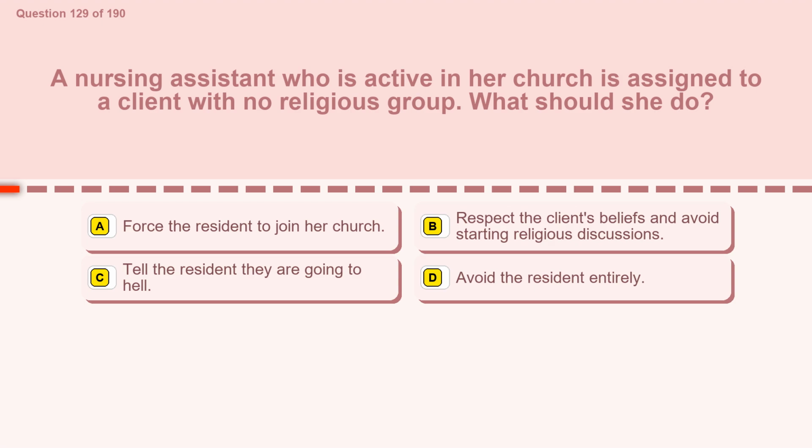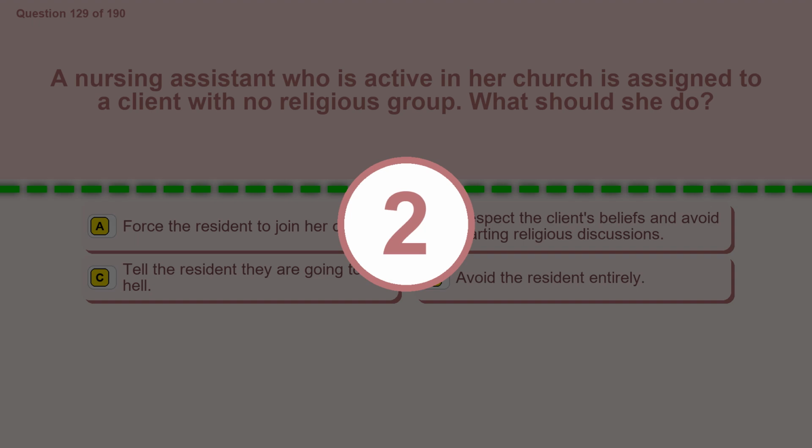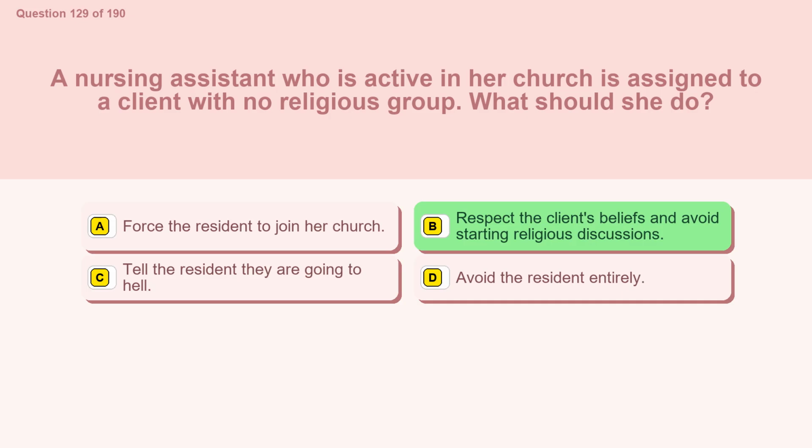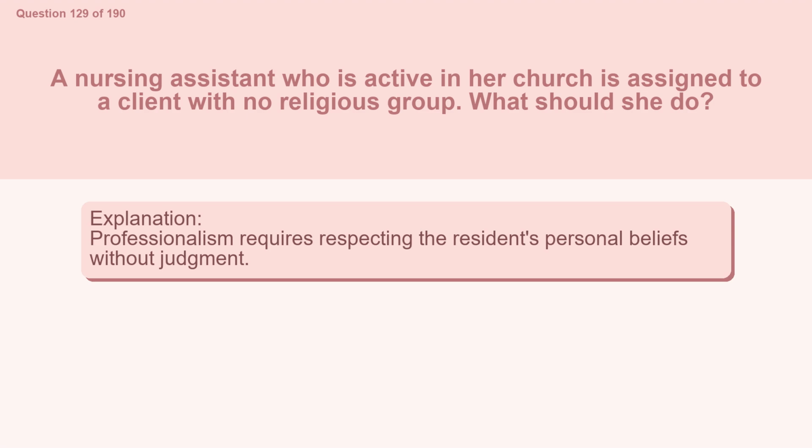Question 129. A nursing assistant who is active in her church is assigned to a client with no religious group. What should she do? Option A, force the resident to join her church. Option B, respect the client's beliefs and avoid starting religious discussions. Option C, tell the resident they are going to hell. Option D, avoid the resident entirely. The correct answer is option B, respect the client's beliefs and avoid starting religious discussions. Professionalism requires respecting the resident's personal beliefs without judgment.